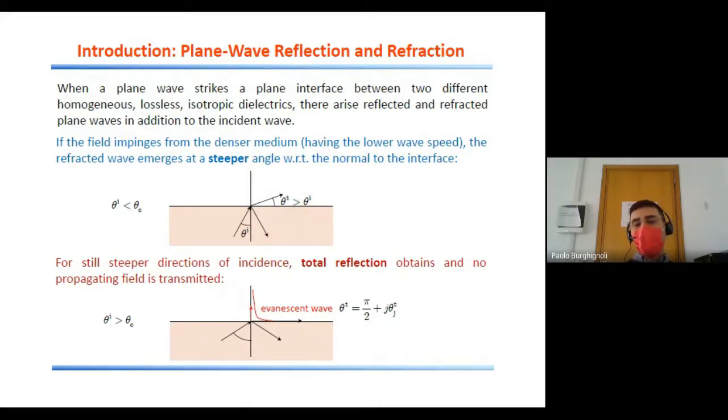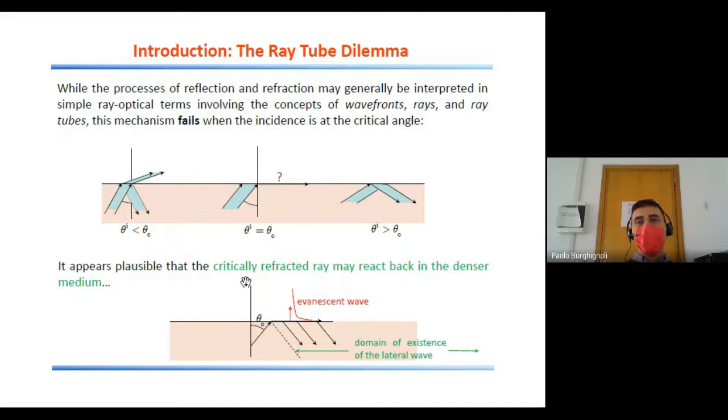And as you know, plane waves are the basis of geometrical optics. So usually this process of reflection and refraction can be interpreted in ray optical terms. So you will speak of wavefronts, rays, ray tubes, that is bundles of rays which transport energy in space. However, consider the situation when the incident angle is less than the critical angle, and consider a ray tube. So here you can see highlighted in cyan the ray tube associated with the incident wave, which transports some power.